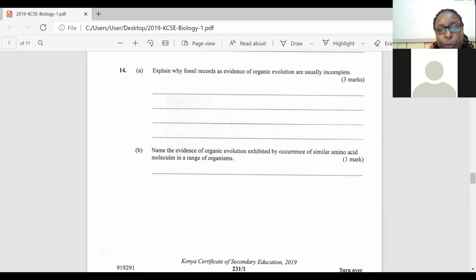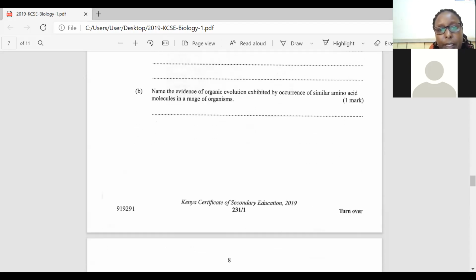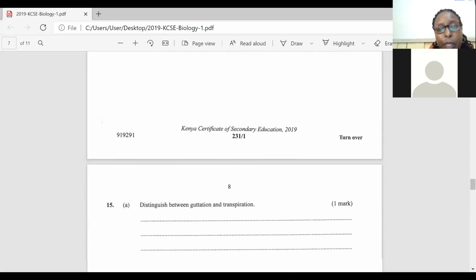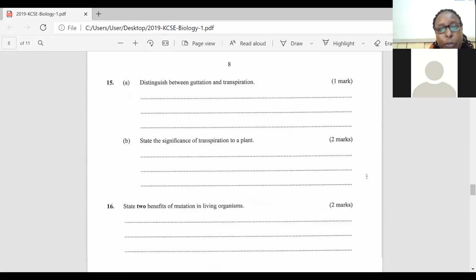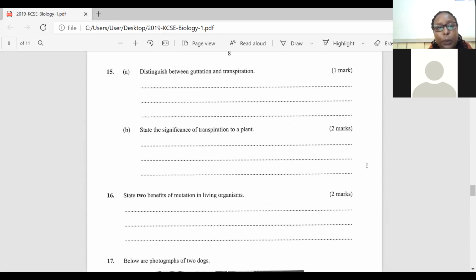Then we go to part B of the question. Name the evidence of organic evolution exhibited by occurrence of similar amino acid molecules in a range of organisms. Again, that is also another question from evolution. Question 15 part A. It's a question again on distinguishing.